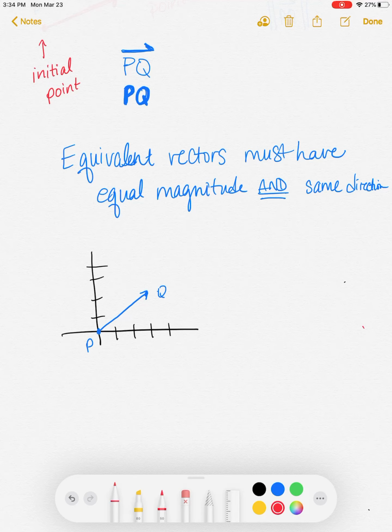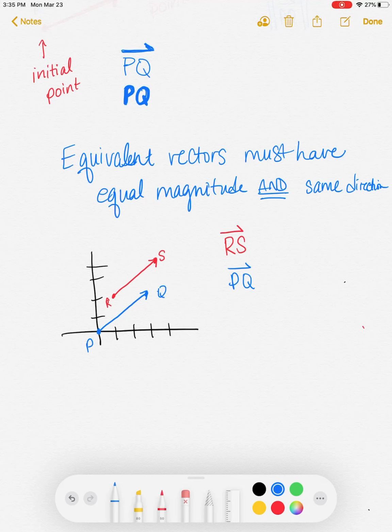Then we'll do a second vector. He's going to start at 1, 2, here. This is his initial point. And his terminal point is going to be 4, 4. All right, so he goes that direction as well. And we're going to call him RS. All right, so we have vector RS in red and vector PQ in blue.